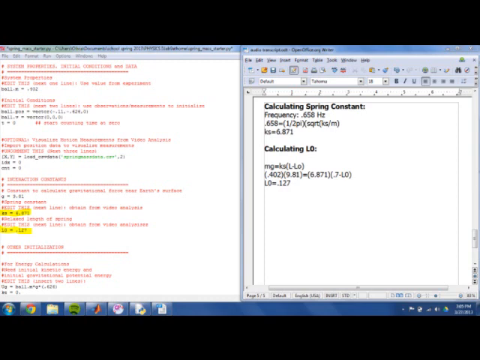I found this using the frequency of the oscillating spring in tracker. The equation was frequency equals 1/2 pi times the square root of ks over m. And solving for Ks, I got a value of 6.871 Newton meters. So now, having the value of Ks, I can solve for L naught. I use the equation mg equals Ks times L minus L naught, and I found L naught to be 0.127 meters.